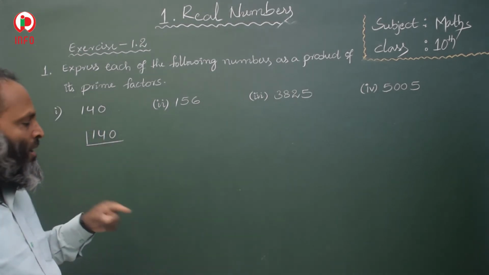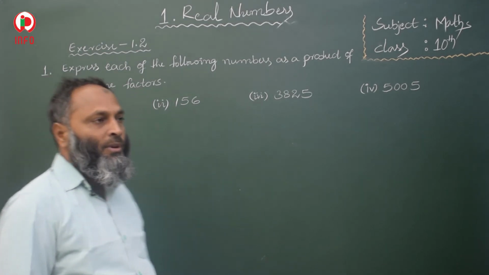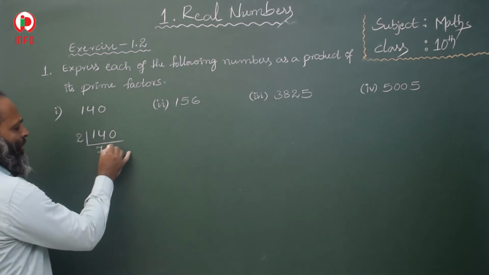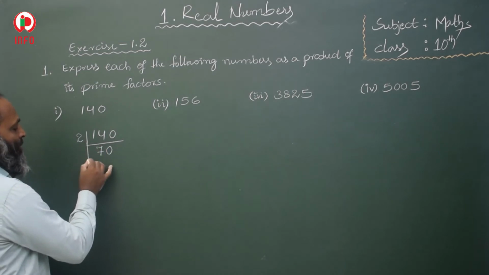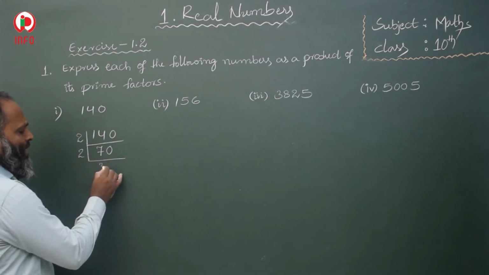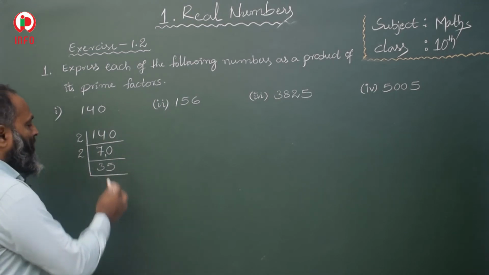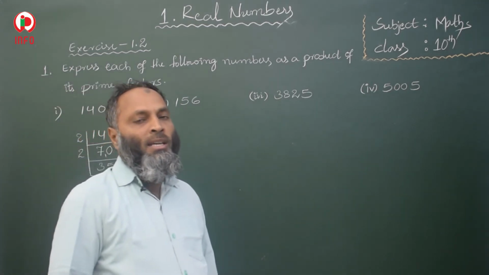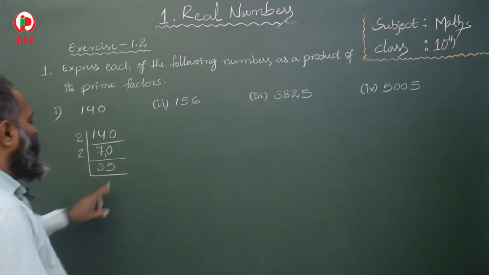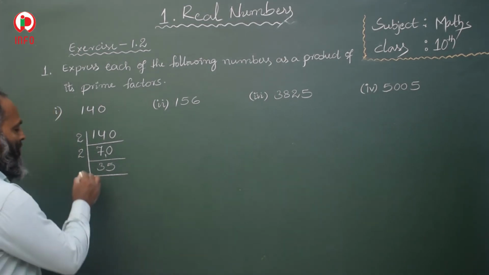So write like this. Here the last digit is 0. 0 means it is divisible by 2. Now you take 2. 2 7s are 14 and 0 as it is. Again 0 is there, it means it is an even number. Again we should take 2. 2 3s are 6, 1 left. 2 5s are 10. So then after that 5 is there. 5 is a prime number, so it is divided by 5. The last unit digit in the ones place is 5, so it is divided by 5.